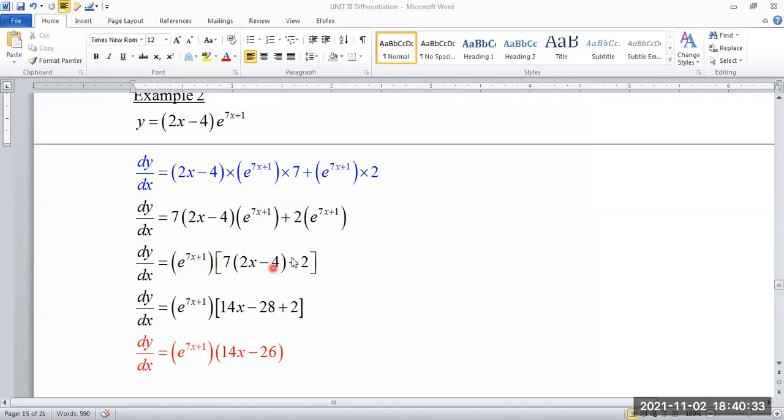Now I'm going to be fixing up what is inside these square parentheses. 7 times 2x is going to be 14x. 7 times negative 4.